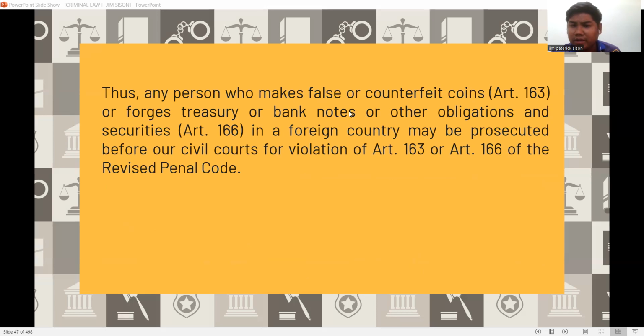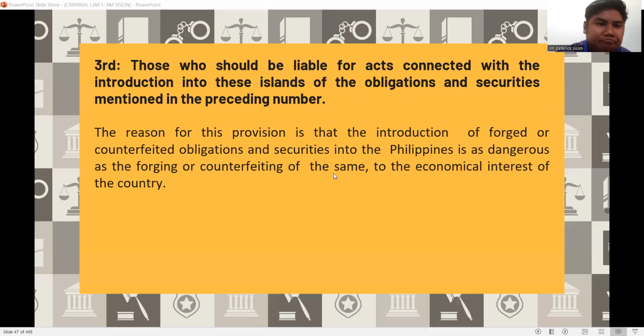So any person who makes false or counterfeit coins or forges treasury or banknotes or other obligations or security, this is one under Article 166, Book 2, in a foreign country, may be prosecuted before our civil courts for violation of Articles 163 or Articles 166 of the Revised Penal Code. Don't worry, we will be discussing this. If ever you will pass Book 1, you will see it in Book 2, Articles 163 to Article 166.